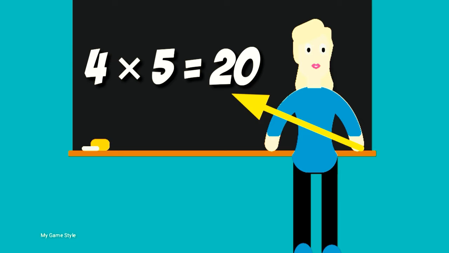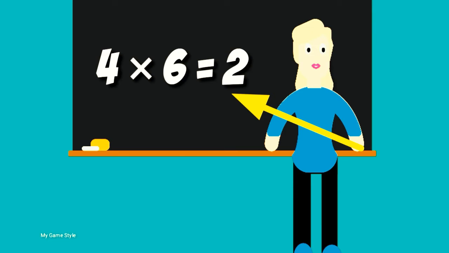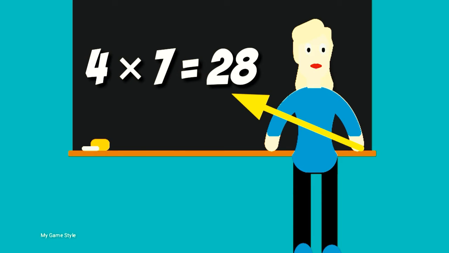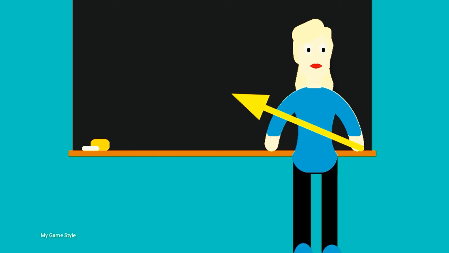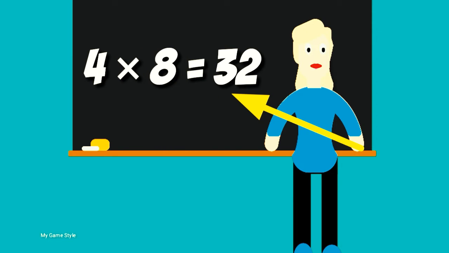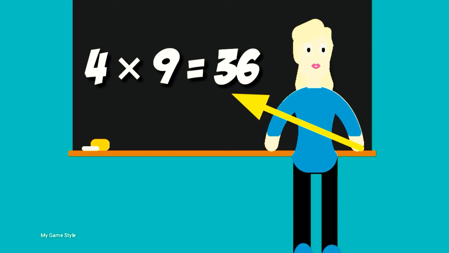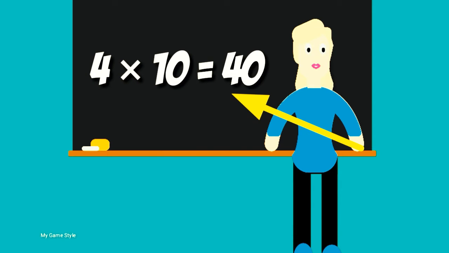Four fives are 20. Four sixes are 24. Four sevens are 28. Four eights are 32. Four nines are 36. Four tens are 40.